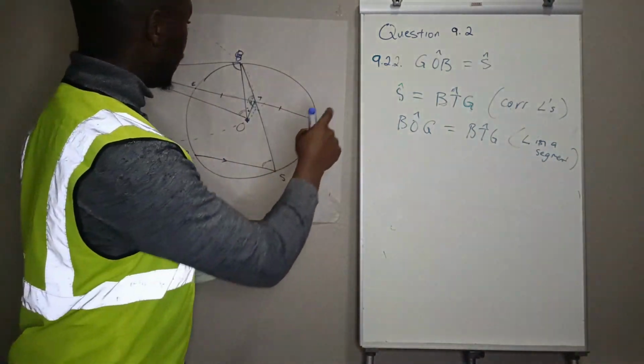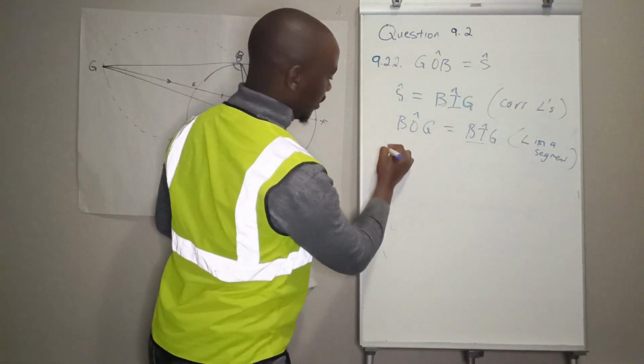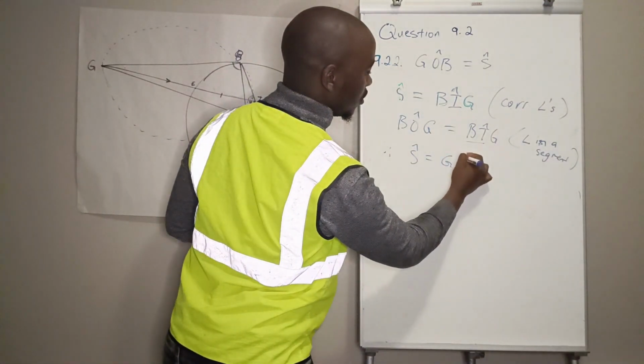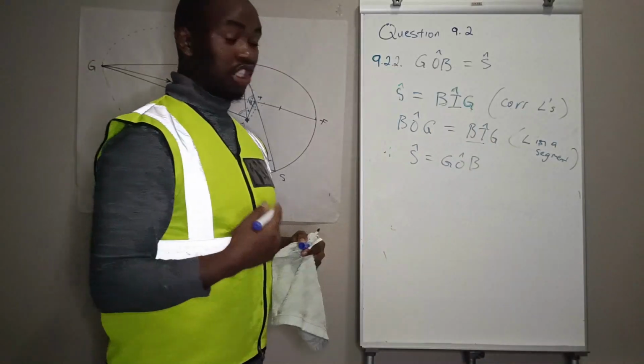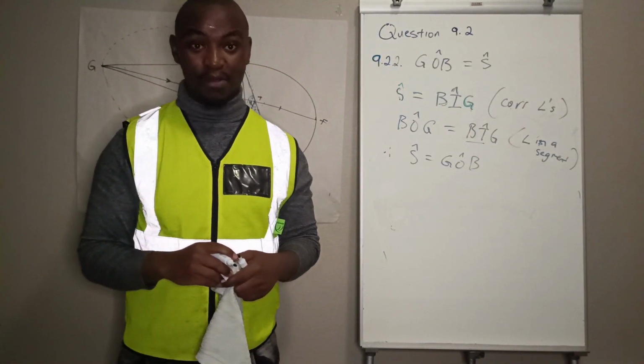So if those two angles are equal, this is equal to this, therefore angle S is definitely equal to angle GOB. And that is the conclusion for our questions.